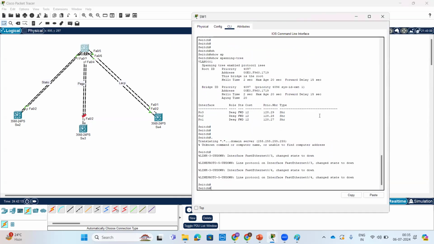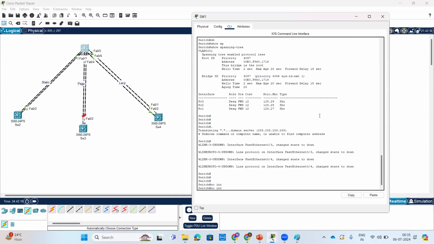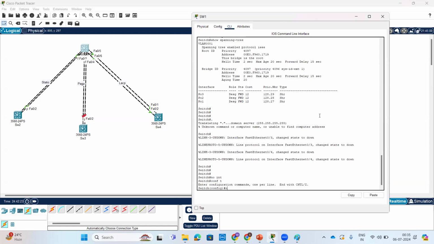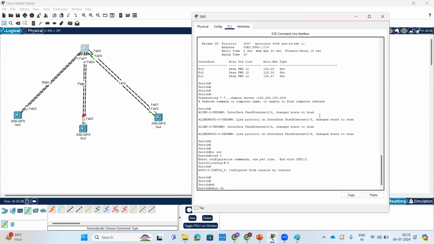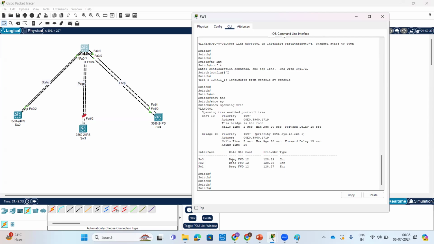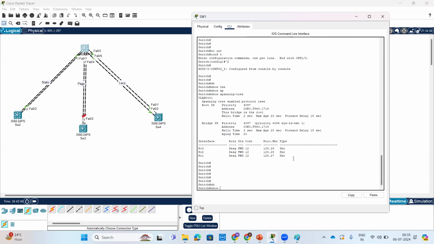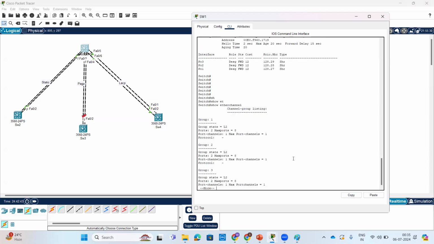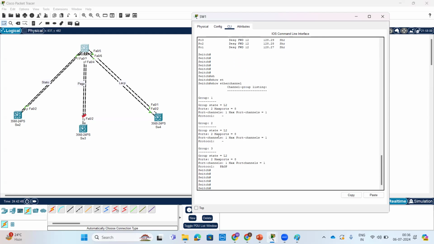Now I'm removing here also. No interface. Config terminal. No. See, before that, show Ether channel. So show spanning tree. Here port channel is visible. So Ether channel. Here Ether channel is visible, and I am removing this port channel.